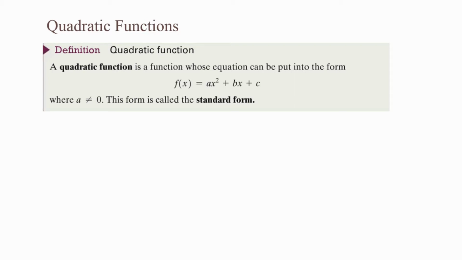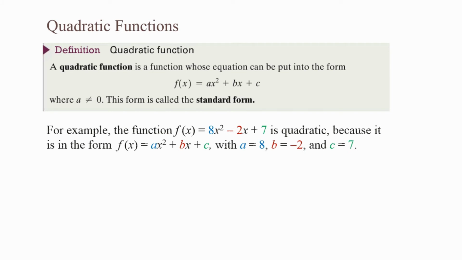Definition: quadratic function. A quadratic function is a function whose equation can be put into the form f of x equals ax squared plus bx plus c, where a does not equal 0. This form is called the standard form. For example, the function f of x equals 8x squared minus 2x plus 7 is quadratic because it is in the form f of x equals ax squared plus bx plus c, with a equal to 8, b equal to negative 2, and c equal to 7.